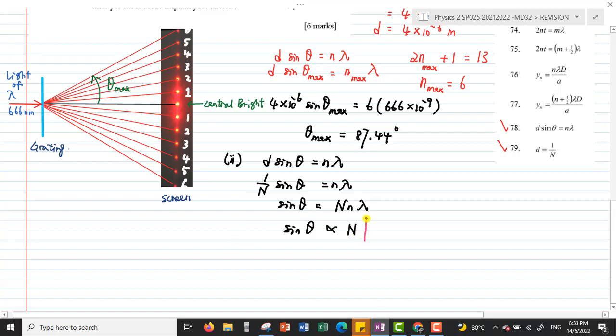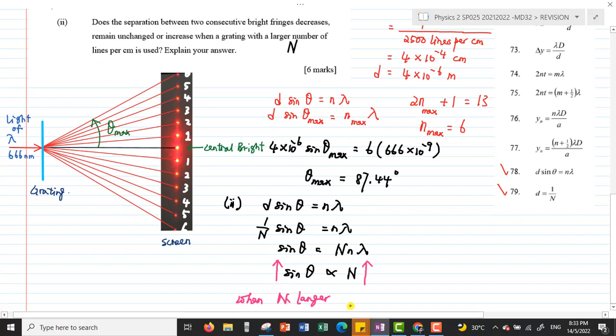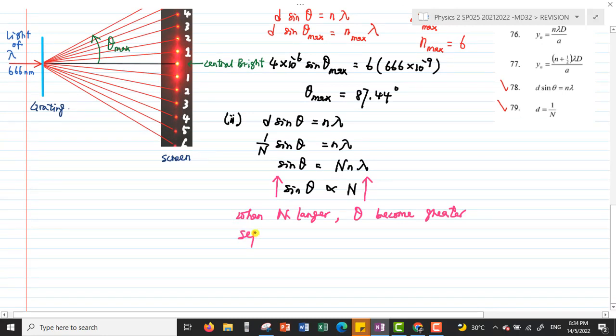So the greater the number of lines per unit length of the grating used, the greater the diffraction angle. It means that when N is larger, we use a grating with a larger number of lines per cm, the diffraction angle will become greater. When the diffraction angle becomes greater, it means that the separation between two consecutive bright fringes increases. So this will be our answer.